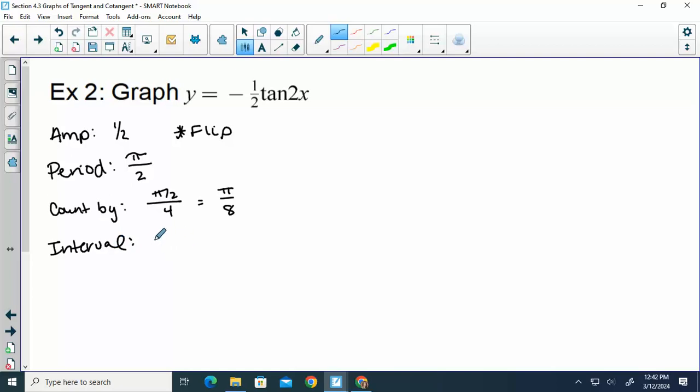So we set it up between negative pi over 2 less than or equal to 2x less than or equal to positive pi over 2. Alright, then we can divide everything by 2. So we get negative pi over 4 less than or equal to x less than or equal to positive pi over 4.